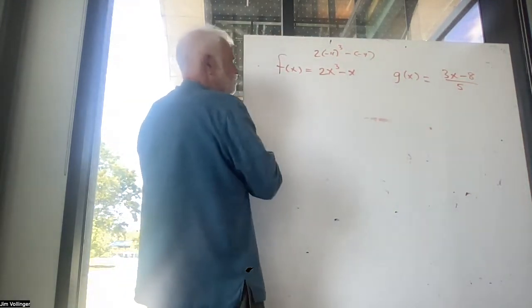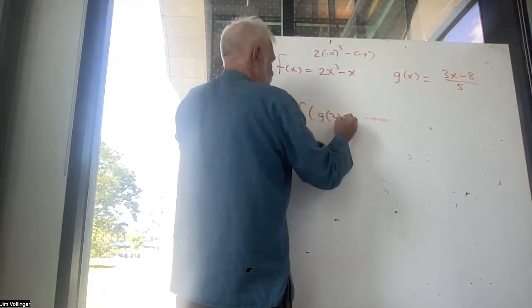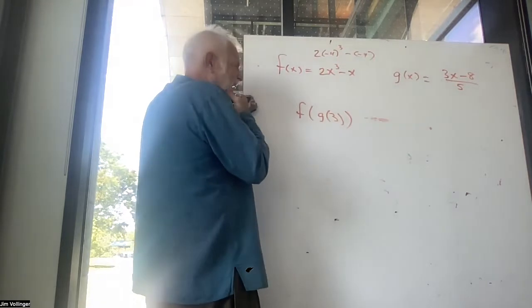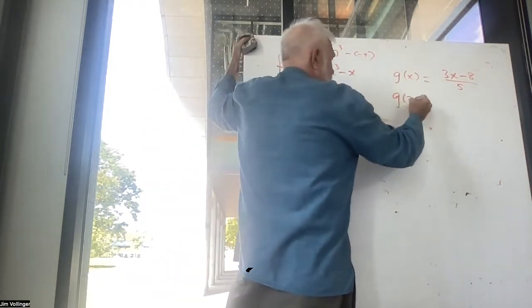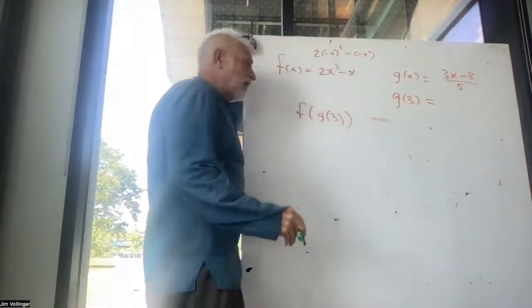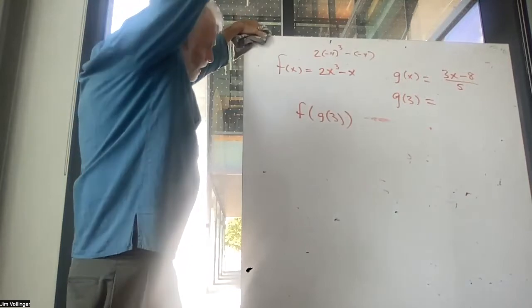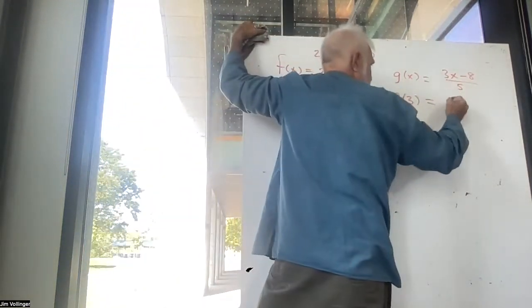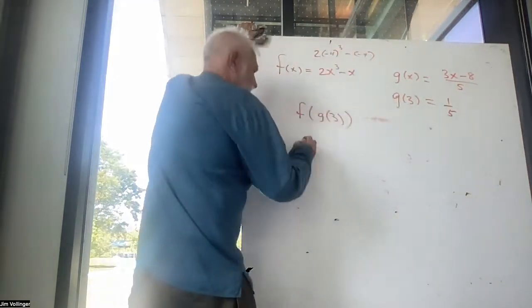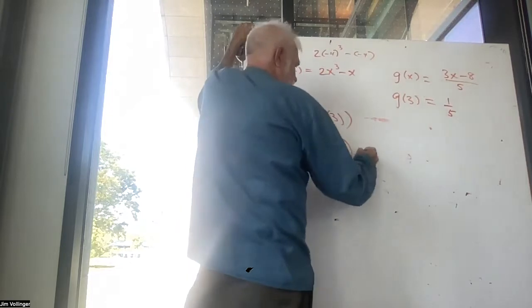Okay, let's do f of g of 3. I think I gotta do g of 3 first. Now you can see why I did 3. Of course, that's going to cost me over here. That's okay. So 3 gets me 9 minus 8, so that gets me 1/5. And so now I have to do f of 1/5. Nothing wrong with a little fraction practice.